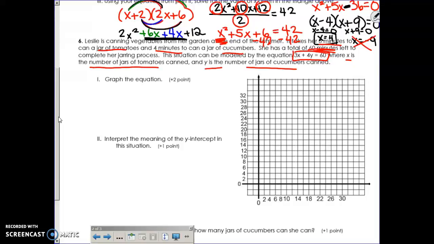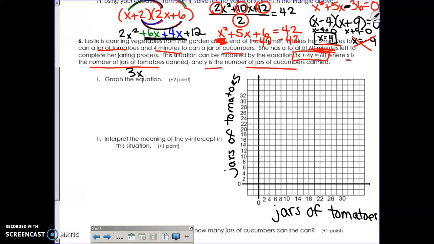First thing we need to do is actually label our graph. And if you look in the directions, it tells you the X is the jars of tomatoes and that Y is jars of cucumbers. So that already tells you what your X and Y axis are supposed to be. Well, now you got to figure out where the heck it crosses on those two axes. That's where your equation comes in. You've got 3x plus 4y equals 60.